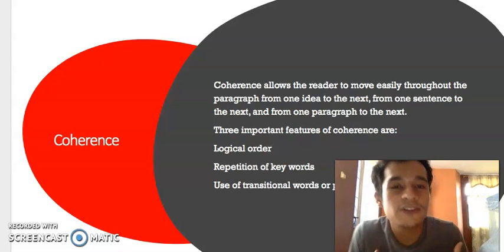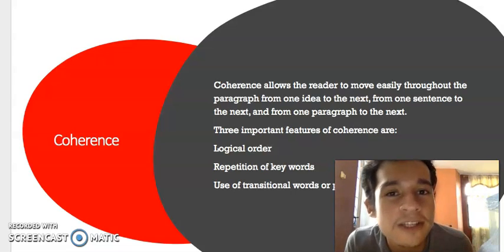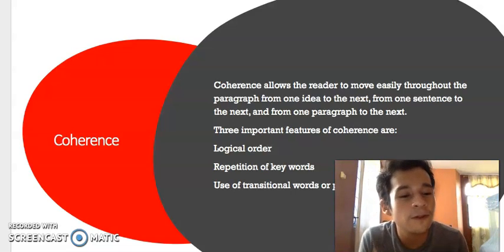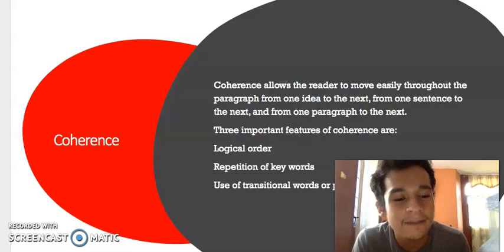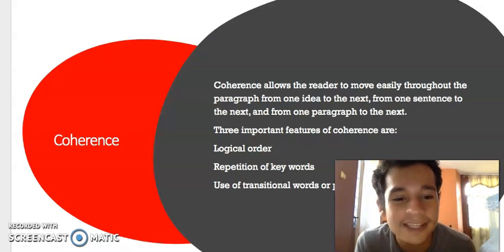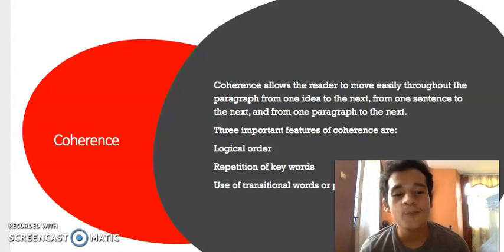Now, the writer uses transitional words or phrases to create a smooth flow and to have coherence inside his paragraph. Without this, then the paragraph won't be understood properly.